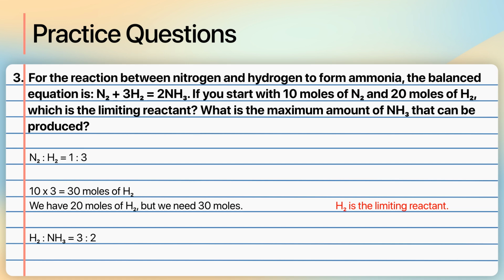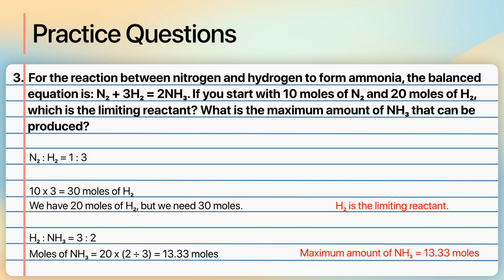Since we are limited by hydrogen, the maximum amount of product is produced when all hydrogen has been used up. This means that we have all 20 moles of hydrogen reacting. Using the ratio, the number of moles of ammonia is 20 multiplied by 2/3, which gives us approximately 13.33 moles. By working through these examples, you can see how to identify the limiting reactant in various scenarios.